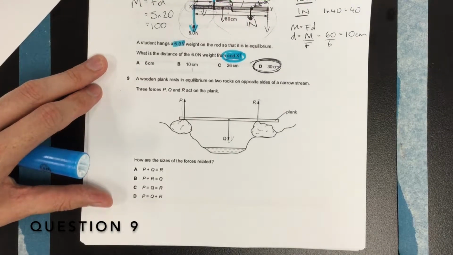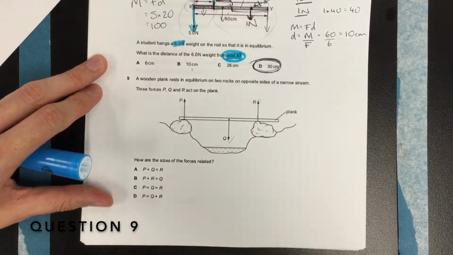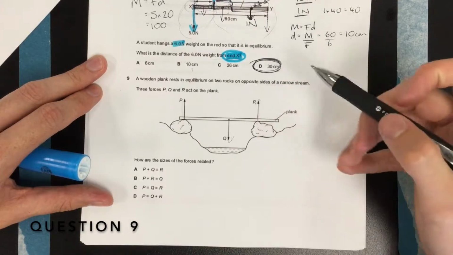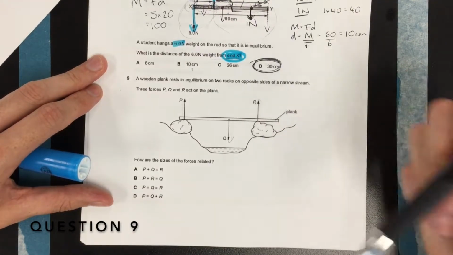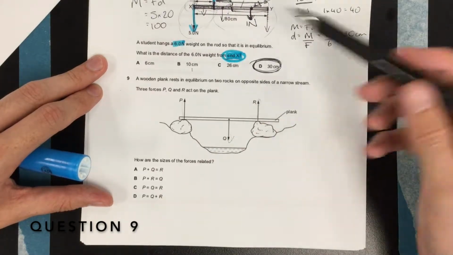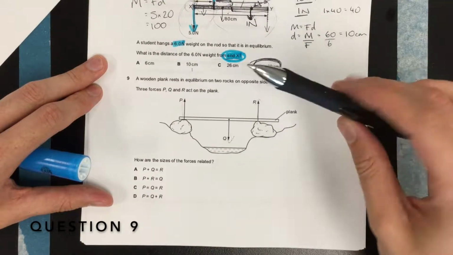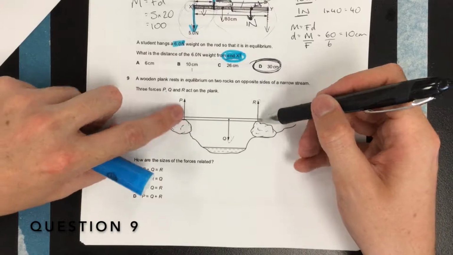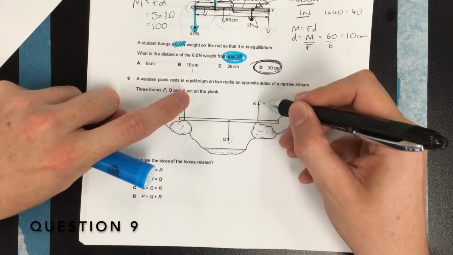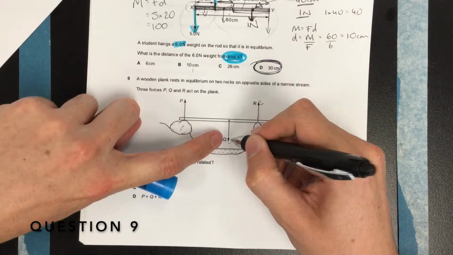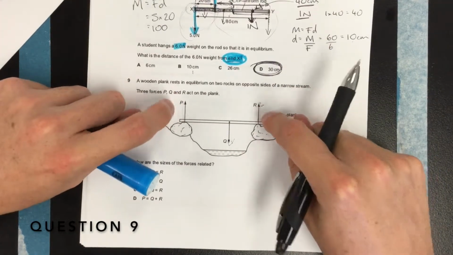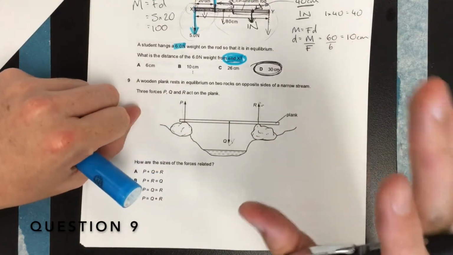Now, what it's asking me is, how do these forces combine to make the plank sit on these rocks like this? So if the rocks are holding this still, it's not moving, I know that the forces must be balanced, right? I know they must have a total of 0. Remember, it's like a force diagram, so I've got 2 going up and 1 going down. So I know that the 2 going up must combine to have the same total force as the force going down so that it all cancels out. I also know that P and R must be the same size, but that's not relevant to this question.